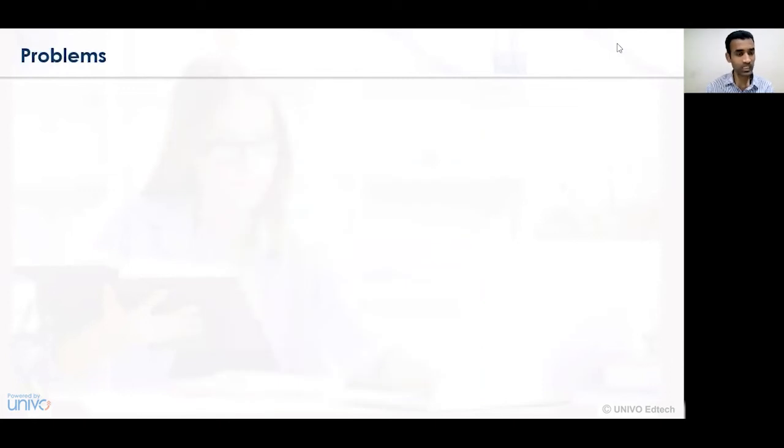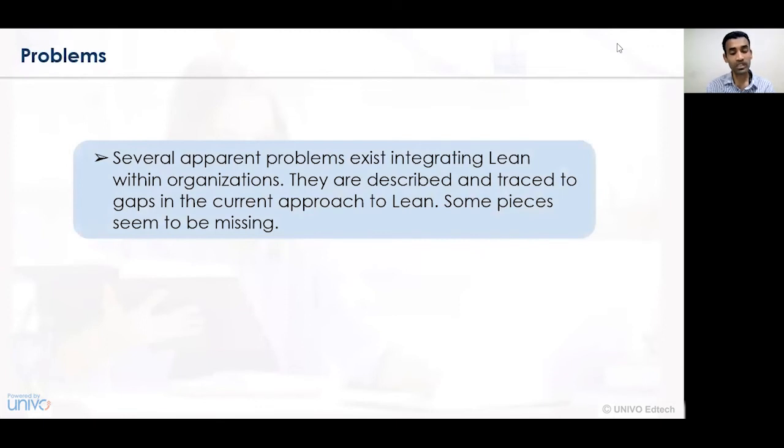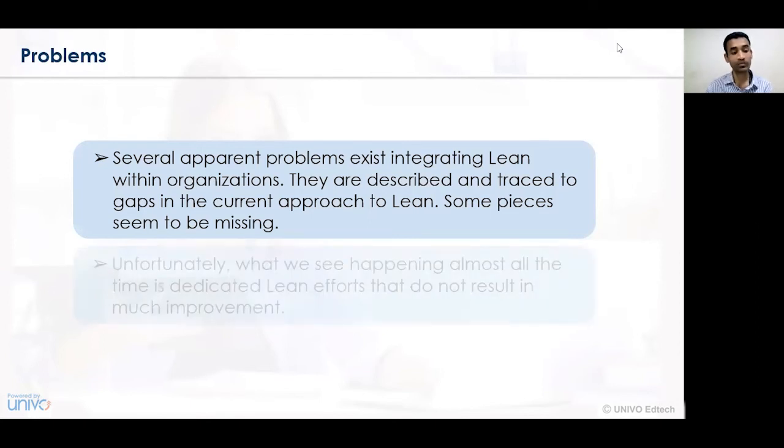Now let's understand what the various problems associated with this particular case study are. Several apparent problems exist in integrating lean with the organization, and they are traced to gaps in the current approach to lean. So some pieces seem to be missing. In this case study, more focus has been given to the integration of a certain amount of lean, and other factors are not taken into account. Hence, some pieces in the organization are seen to be missing, and no proper focus on all the components or factors is provided.